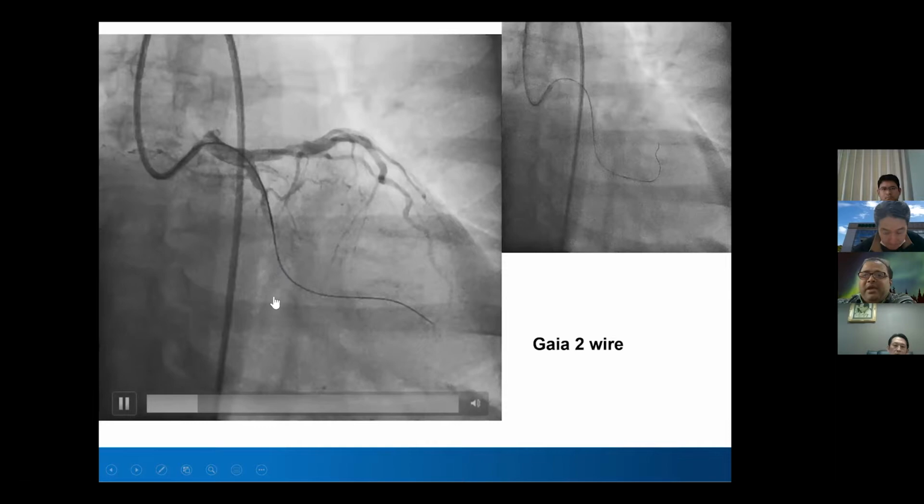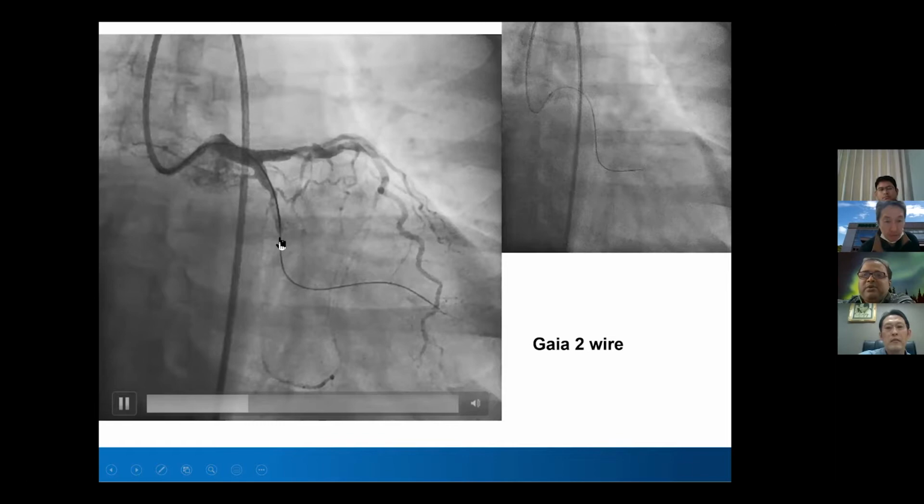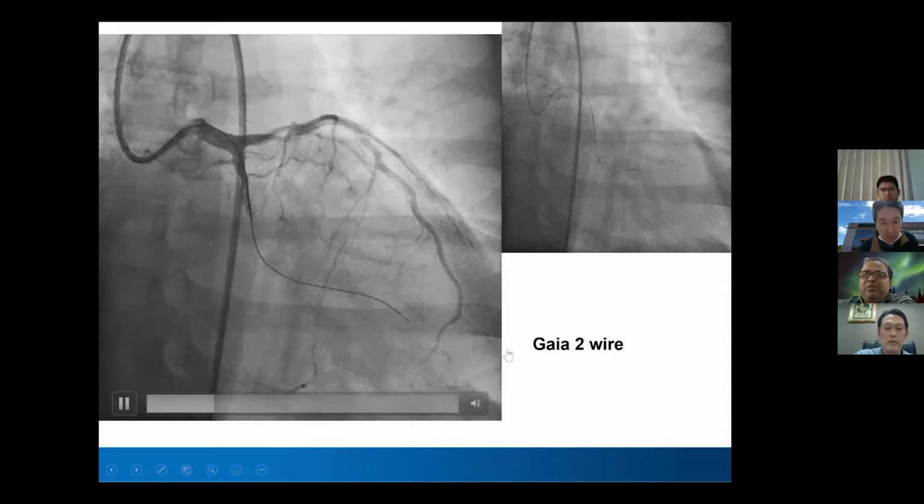We tried a dual lumen catheter. We brought it down, but again the dual lumen catheter got stuck at the same place the Crossboss got stuck. We were thinking whether there was calcium, and we were wondering what to do because there were no collaterals coming from the right side.